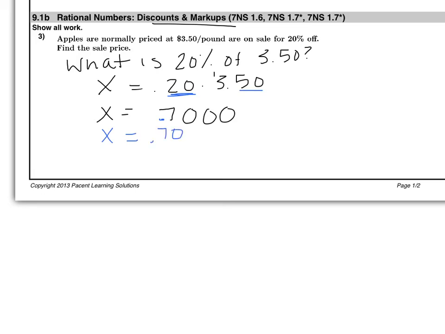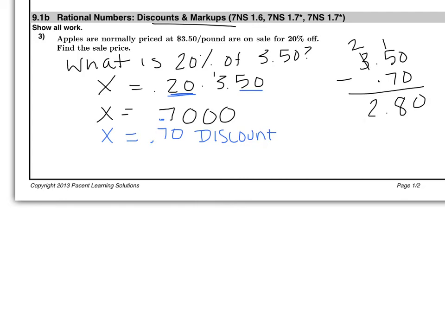Okay, is that the answer? Is that the sale price? They're selling them for 70 cents a pound? No, this is the discount. So in order to find the sale price, I have to take my original amount and subtract the discount they're giving me. And I do have to borrow. So I end up with $2.80.